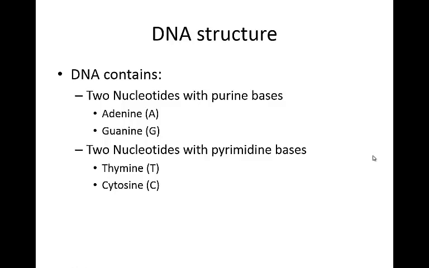All DNA is going to have two nucleotides that have purine bases. These are going to be adenine, and we'll call this just with an A, guanine, which we'll mark with the G, and it has two nucleotides with pyrimidine bases, thymine with a T, and a cytosine, which we'll mark with a C.